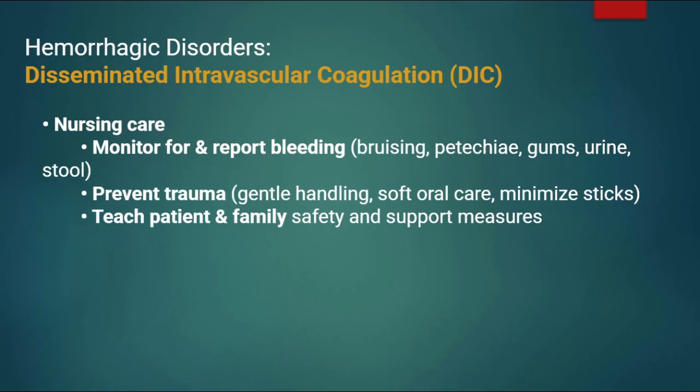Now let's talk about the nursing care for patients with DIC, or disseminated intravascular coagulation. Your main role as an LPN is to monitor, protect, and support the patient. First, you must recognize and report bleeding early. This includes checking for bruising, petechiae, bleeding gums, hematuria, or black tarry stools. Even subtle changes can indicate worsening DIC and must be reported immediately to the RN or provider.